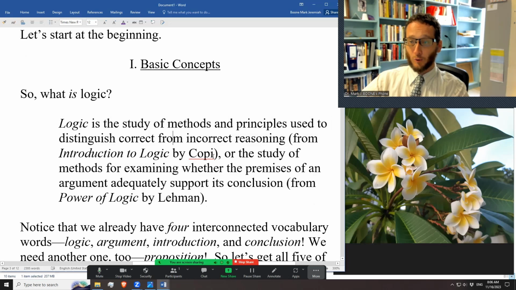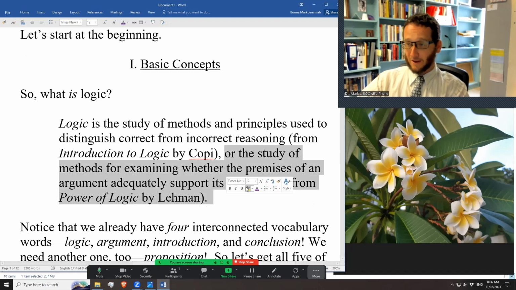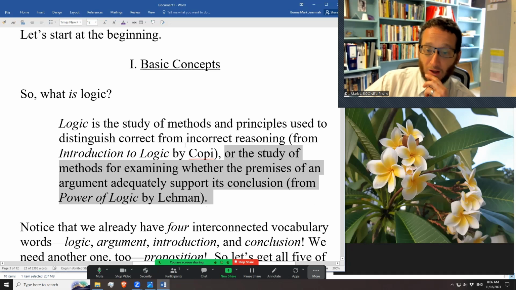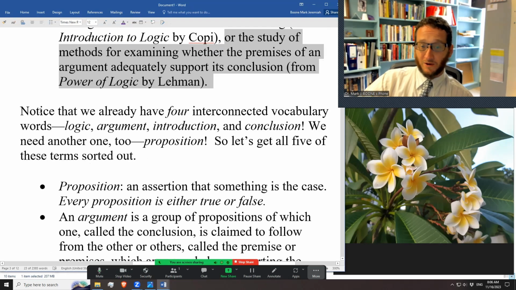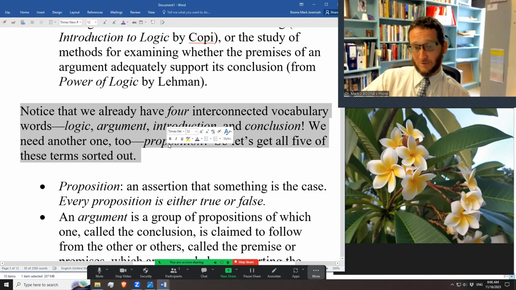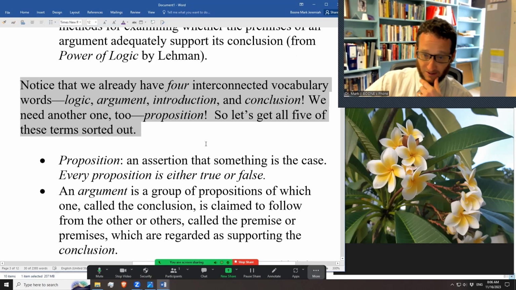Now that's Copi's definition of logic from his book, Introduction to Logic, or Using the Power of Logic by Layman, later editions revised by Wasserman, Howard-Snyder, and Howard-Snyder: Logic is the study of methods for examining whether the premises of an argument adequately support the conclusion. Notice we already have four interconnected vocabulary terms: logic, argument, premise, and conclusion. And we need another one too, proposition. So let's get those terms sorted out immediately.